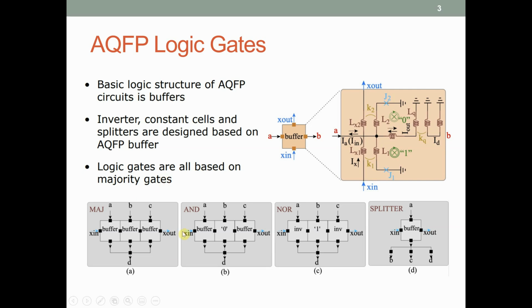So the logic gates are all based on the majority gates. You can see that for the NAND gates, AND gates or OR gates, it's like a majority gate with one of the three buffers changed to constant 0 or constant 1. So actually the majority-based gates, including the majority, minority, and other logic gates, will be the most efficient ones.